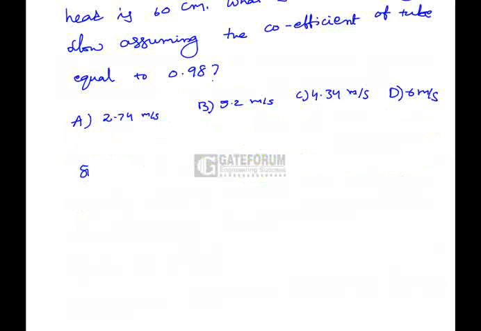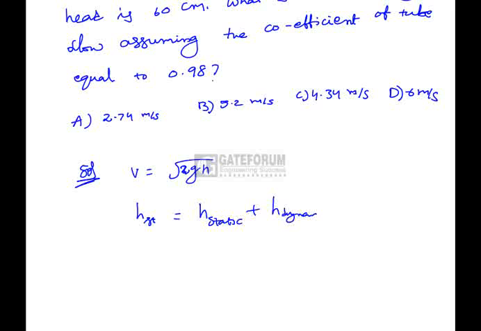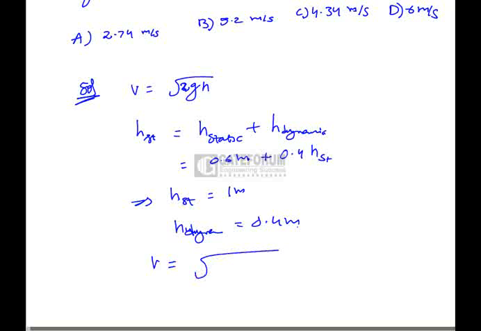Here, while using the static pitot tube, the velocity of the flow is given by root 2gh, where h is the dynamic head. But we know that the stagnation head is equal to the static head plus the dynamic head. We already know that the static head is equal to 60 centimeters, that is 0.6 meters, and the dynamic head is 0.4 times the stagnation head. So from this equation the stagnation head is equal to 1 meter and the dynamic head is equal to 0.4 meters. So the velocity of the flow is equal to root of 2 into 9.81 into 0.4, which is equal to 2.74 meter per second. So in the options the right option is A. A is the right answer.